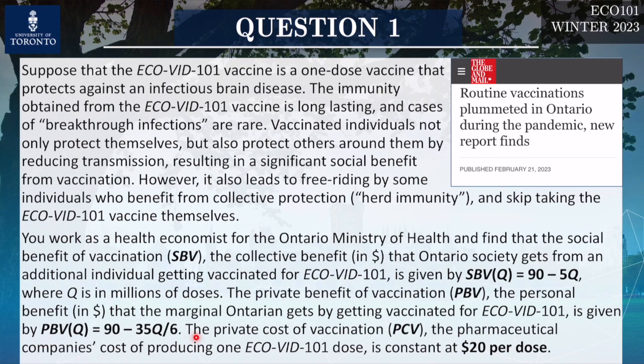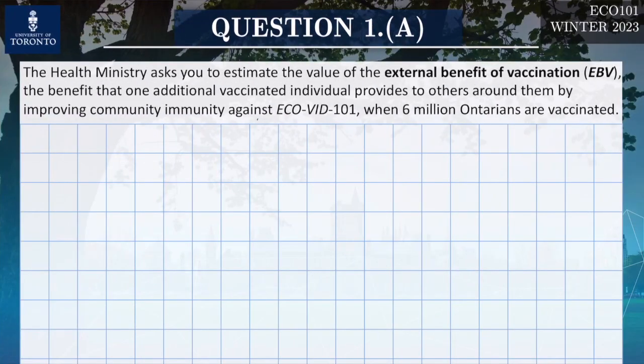And the last information that we have is that the private cost of vaccination, which is the manufacturer's cost of producing one dose of this vaccine, is constant at $20 per dose. So that's all the information that we have. Let's now read the first question. You work for the health ministry and they ask you to estimate the value of the external benefit of vaccination, which is the benefit that one additional vaccinated individual provides to others around them by improving community immunity against ECO101 when 6 million Ontarians are vaccinated.